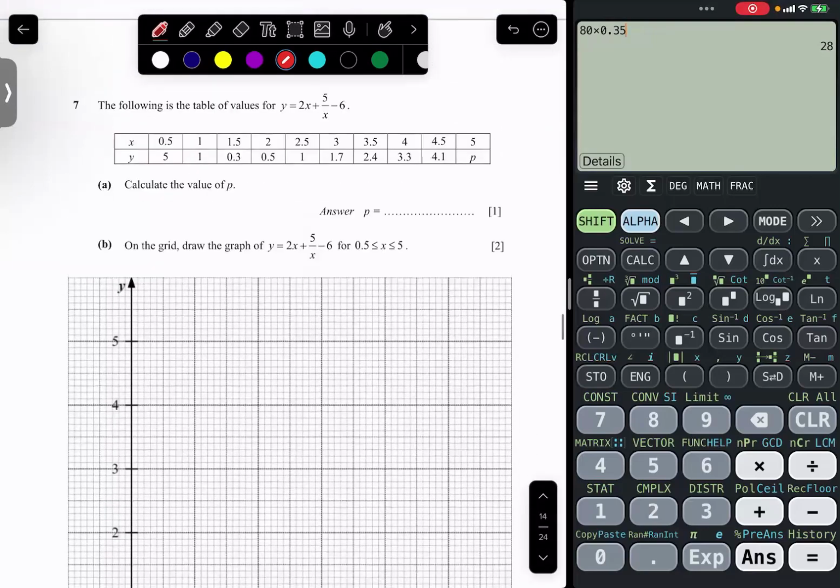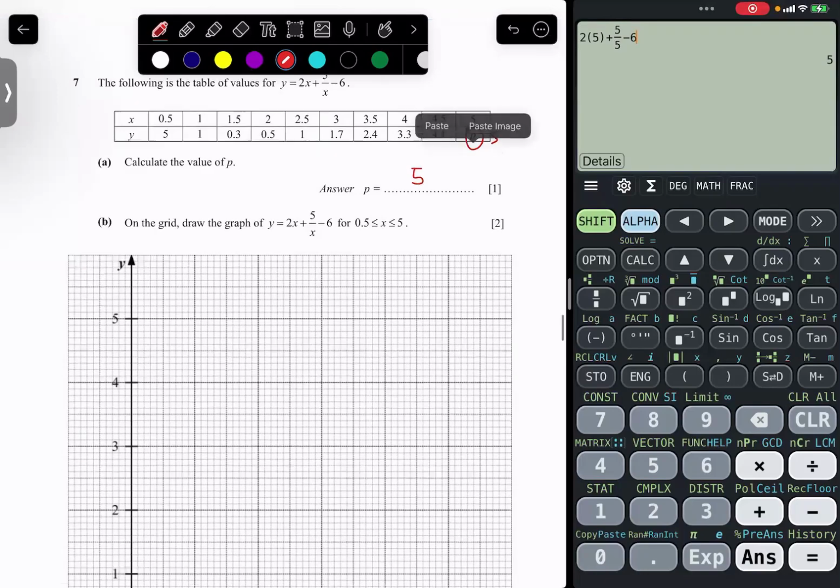Question 7. Okay. The following table is the table of values of y equals 2x plus 5 over x minus 6. Calculate the value of p. P is for free marks. Okay. So 2 bracket 5 plus 5 over 5, okay, minus 6. So that is equal to 5. P equals 5. Simple.